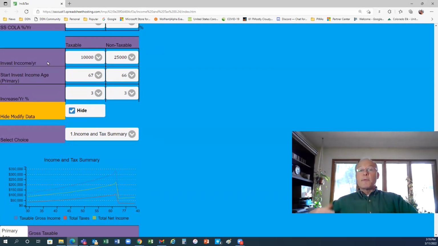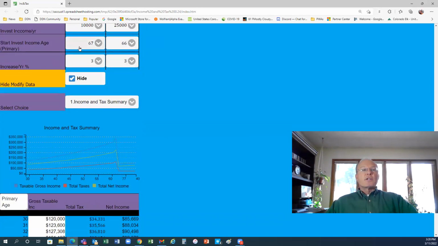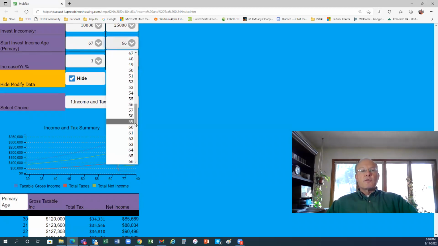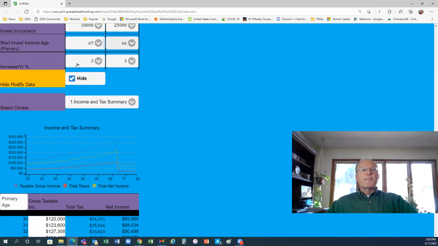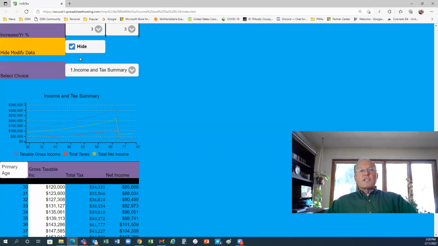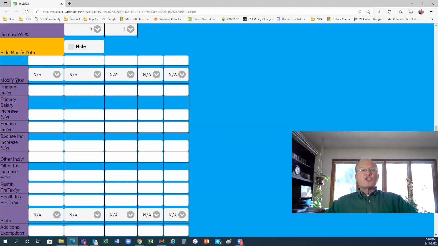And then we're also going to supplement that with investment income. So with what we've saved, we project we can put $10,000 a year out of taxable income and $25,000 out of our IRAs, which is non-taxable. I should say that this may be coming out of, let's say, a Roth IRA. We're going to get $25,000 a year. And we're going to start this at 67, and I want to make sure both these are the same. So let's put these both at 67. And we're just going to grow that income at 3% a year. So this is the section I was telling you about that we can actually change.